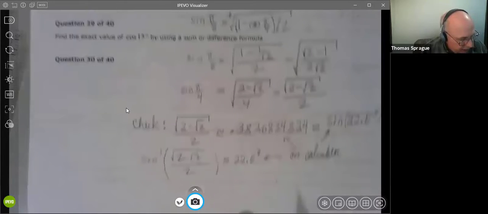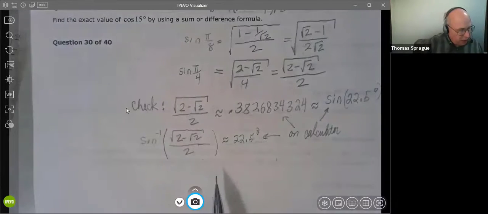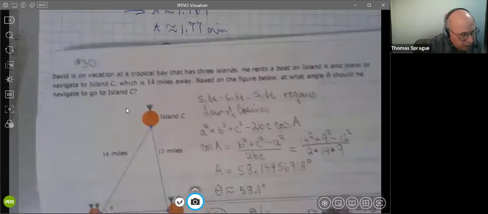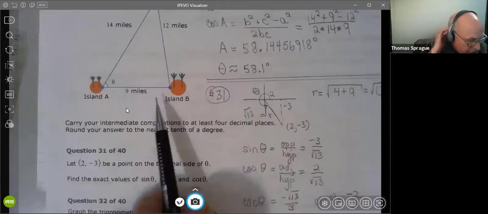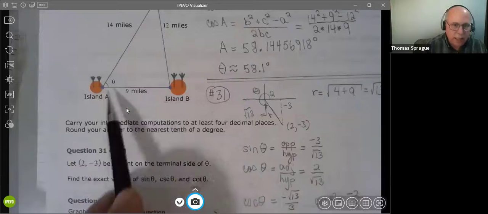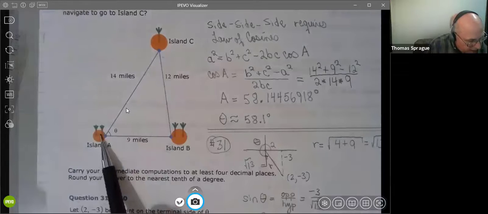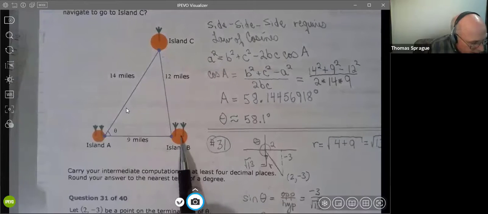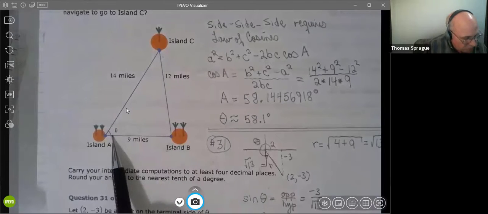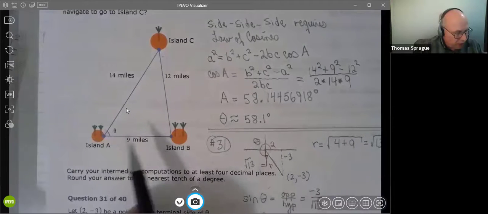Okay, and the last candidate for tonight then is the question number 30. It looks like that's on the next page. We are given the fact that these two islands in the sea are 14 miles apart, and that the distance between these two islands is 9 miles, and we are asked to compute this angle here. But in principle, you could compute any angles. Would anyone like to see number 30?